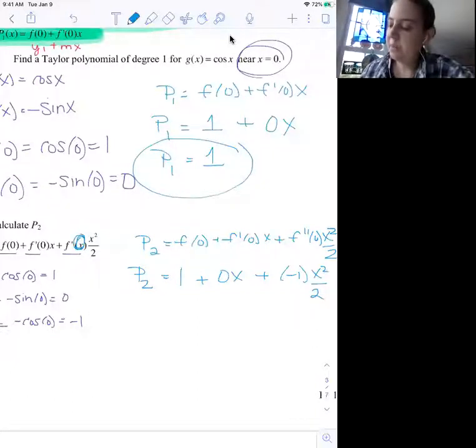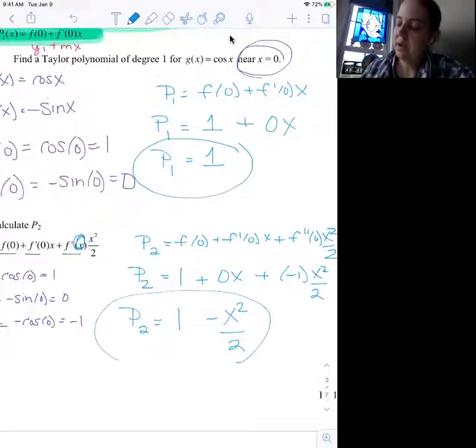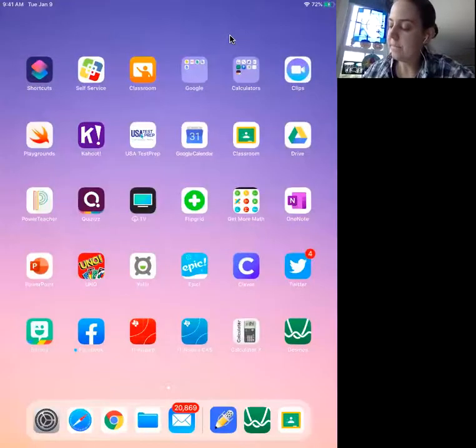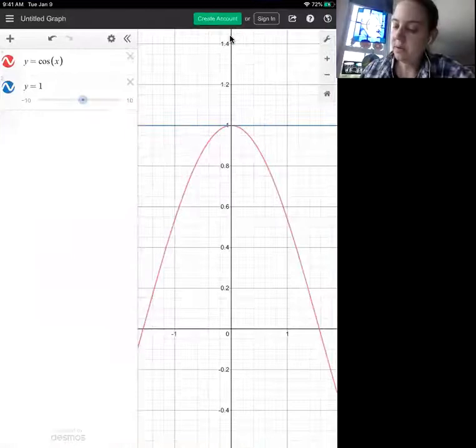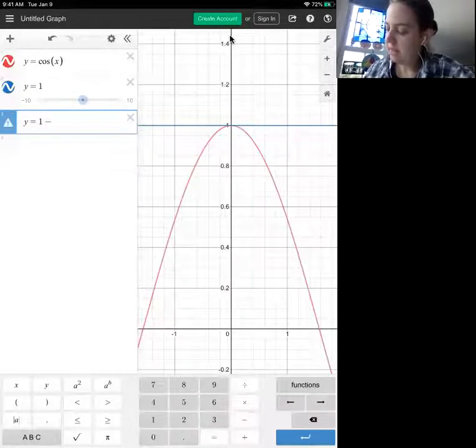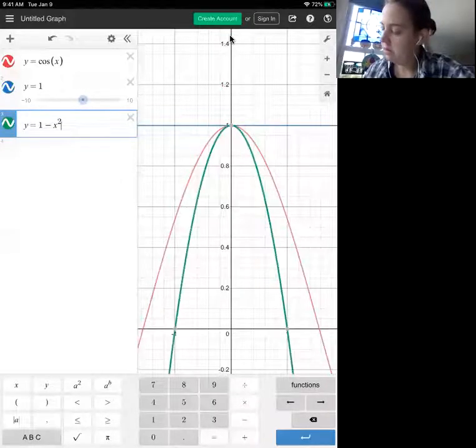So that's filling in the formula, but if I clean this up a smidge, second degree Taylor polynomial is 1 minus x squared over 2. Well, now I've gone from 1 to 1 minus x squared over 2. So let's go graph this and see what it looks like. So my next one. y equals 1 minus, we said x squared over 2, right? x squared divided by 2.